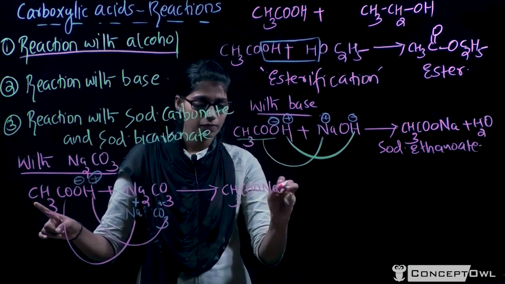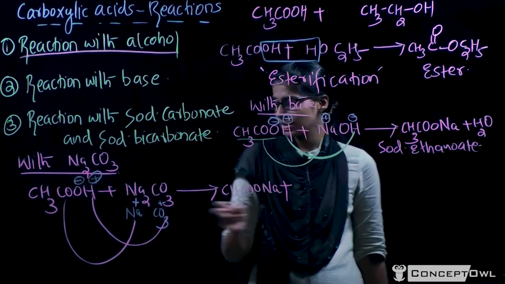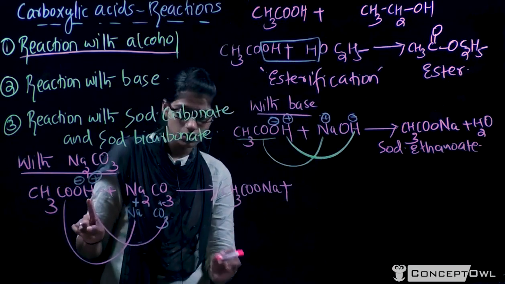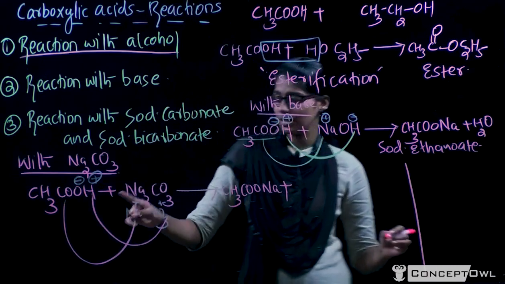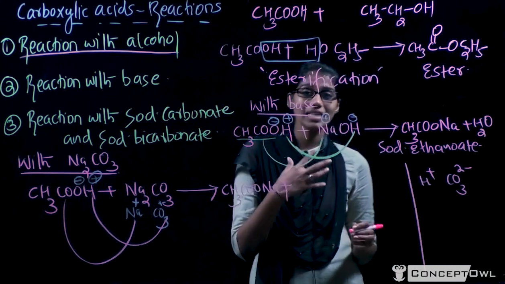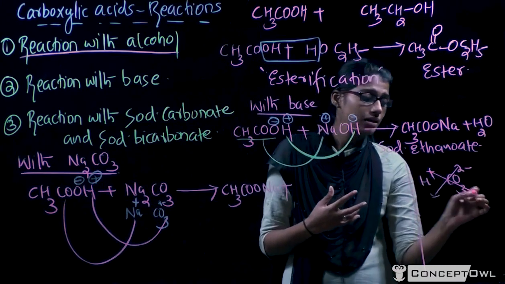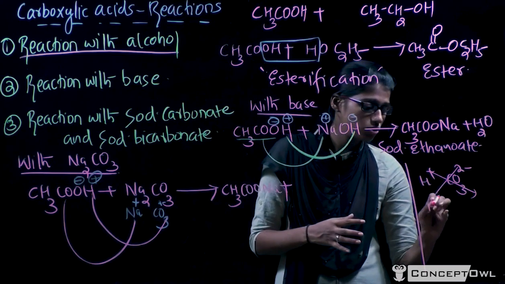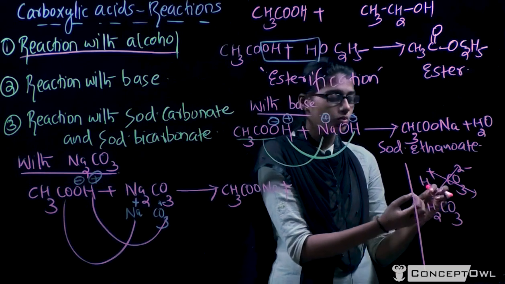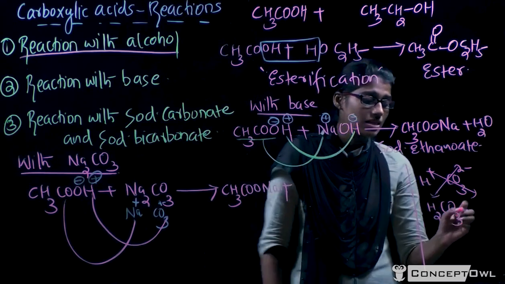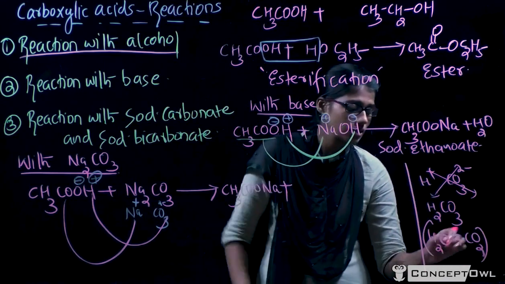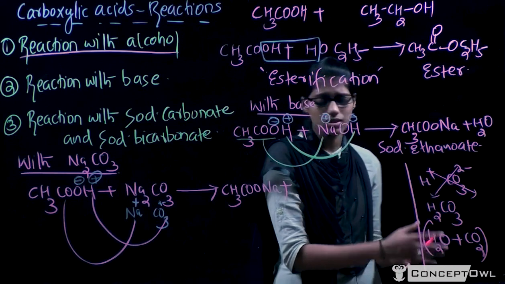That will give you CH3COO Na plus. The other product expected is formed by the reaction between H plus and CO3 2 minus. What is the actual formula formed when they combine? Cross interchange their valencies and you get H2CO3. This is nothing but carbonic acid, or soda water. Carbonic acid is actually water plus carbon dioxide. Carbon dioxide dissolved in water gives you carbonic acid.